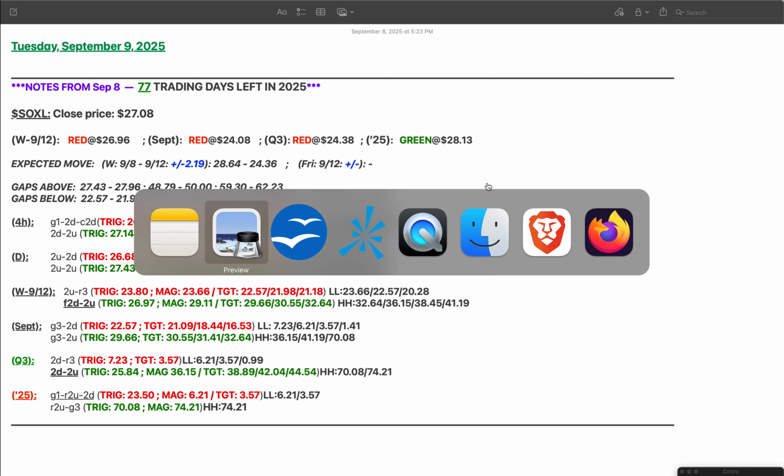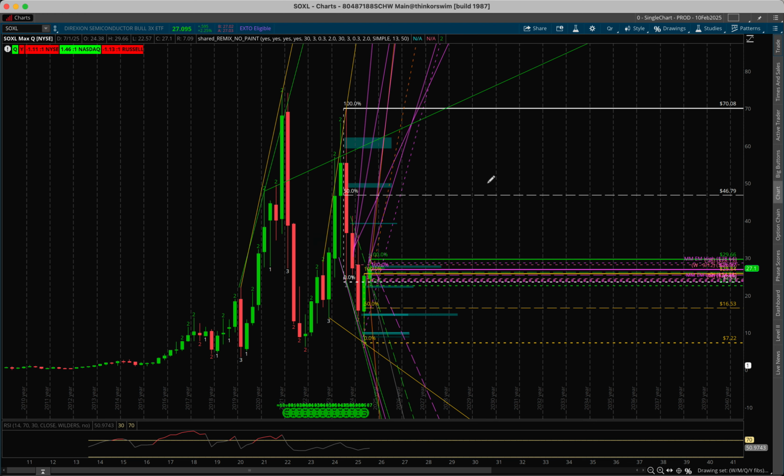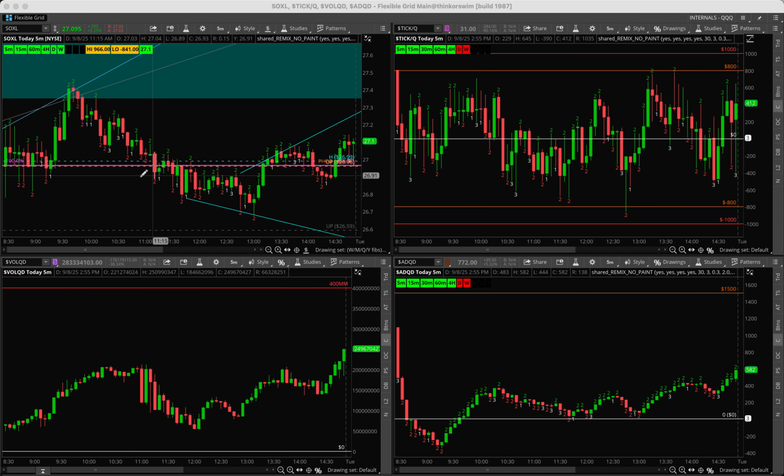Didn't look at the internals now that I think of it, so we'll just take a quick peek at those real quick. It's just to show the correlation. If you're not familiar with the internals, here's SOXL's price action on a 5-minute time frame. Here's the tick Q, which is just a measure of breadth. Here's the ADQD, which is another measure of breadth. And here's the vol QD, which is volume of money going in versus going out.